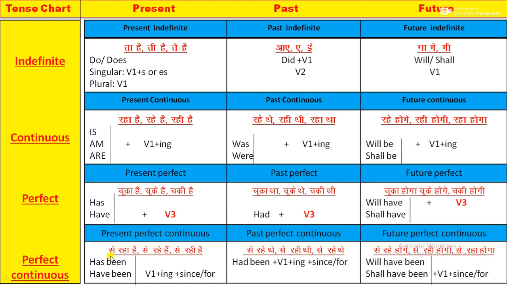Say is used for from that time to that time. Means some action started in past and it is still going on at this time. So that's why we write it along with say. So this is a simple way of learning the tense chart. I hope you won't find it difficult to learn. It's simple.